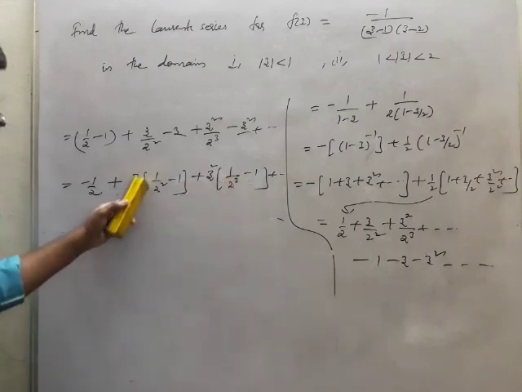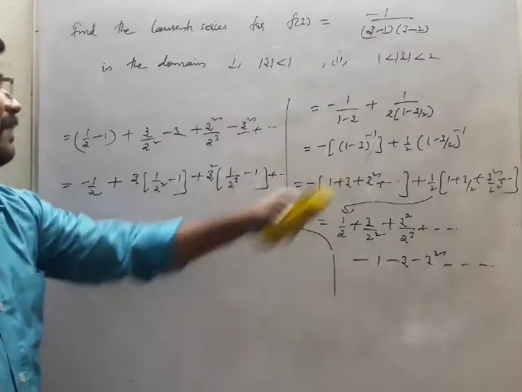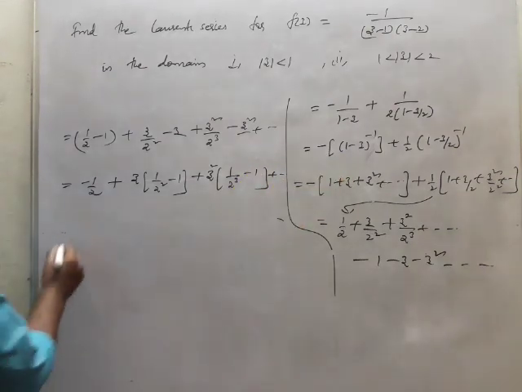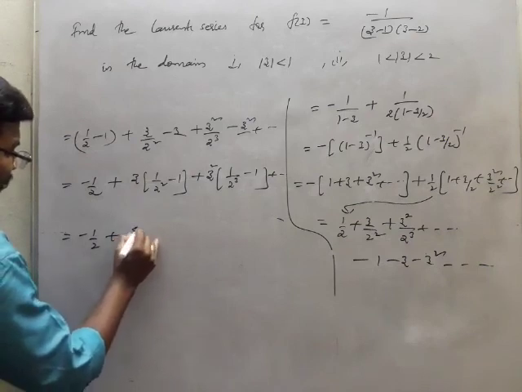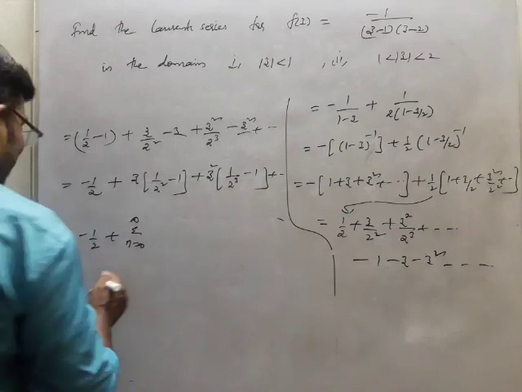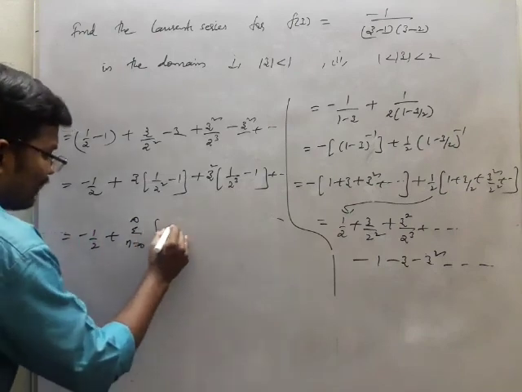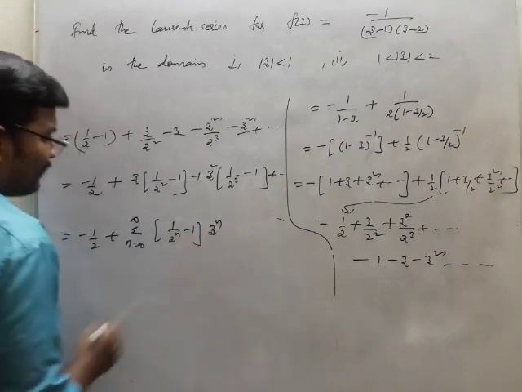This is z times 1 by 2 square minus 1, z square times 1 by 2 cube minus 1, plus and so on we will be getting. So therefore I may write as minus 1 by 2 plus summation n equal to 0 to infinity, of 1 by 2 power n minus 1 into z power n.